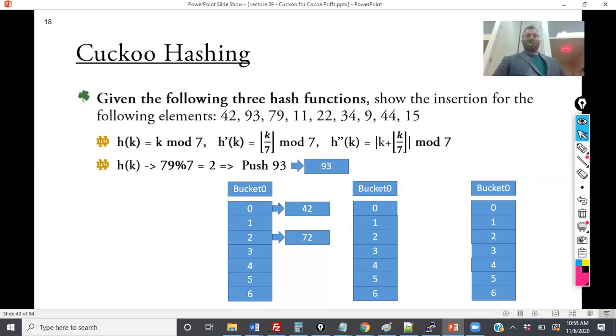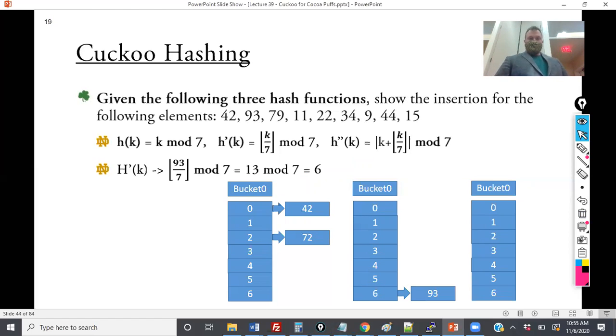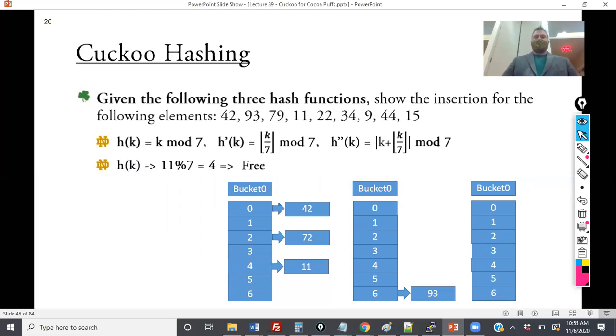So what will happen is 93 divided by 7 will give us 13. 13 mod 7 is 6. Then we'll put in 11. 11 mod 7 is 4, so that ends up in the first hash. Then we're going to do 22. 22 mod 7 is 1, so that's going to be 1 in our first hash. And then we're going to get 34. That will be 6. And then we're going to get 9. 9 mod 7 is going to be 2.